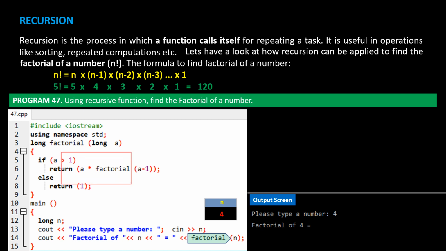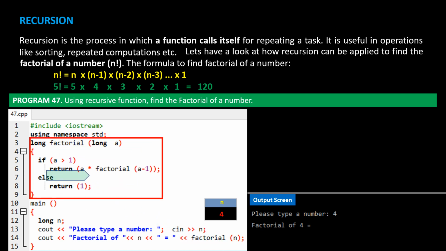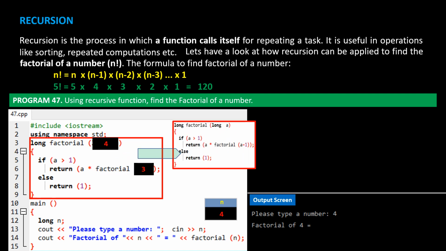Program control jumps to the function factorial on line 3. The value 4, that is passed as parameter to this function, is copied to variable a in the function. Control shifts to the if condition. It checks if a is greater than 1. Yes, it is. So control enters the if condition and executes return statement. It says, return a, or 4, multiplied by factorial of a minus 1, or factorial of 3. So now, control jumps to the next factorial function with a parameter value 3.